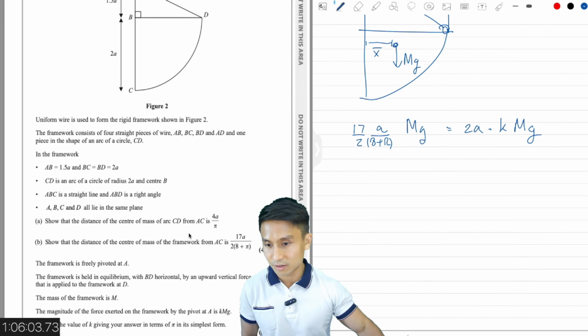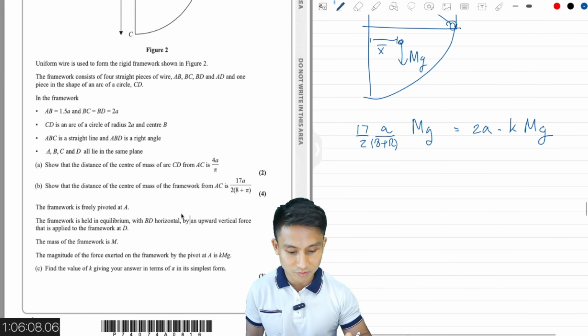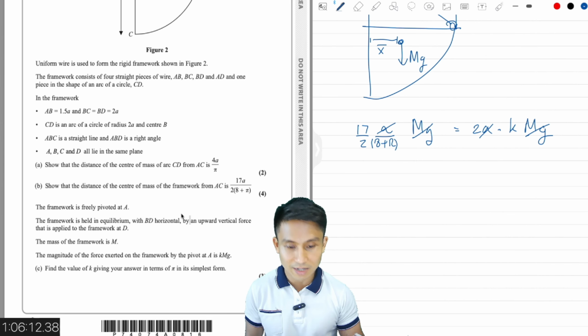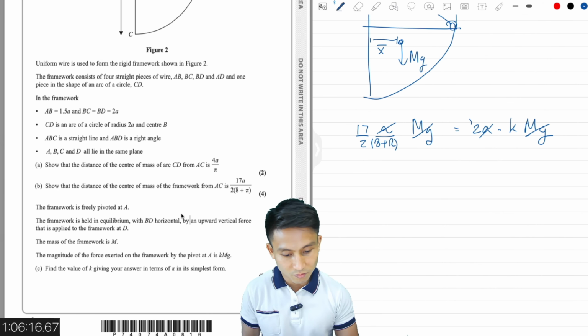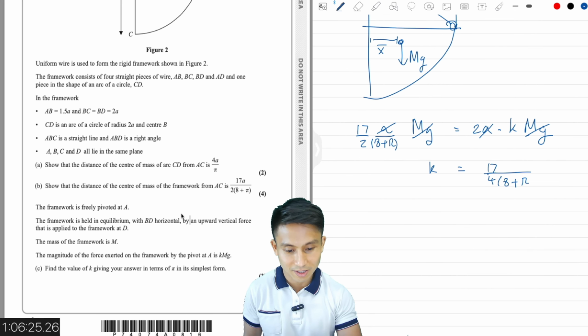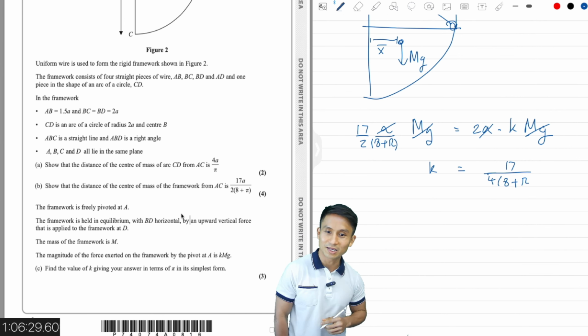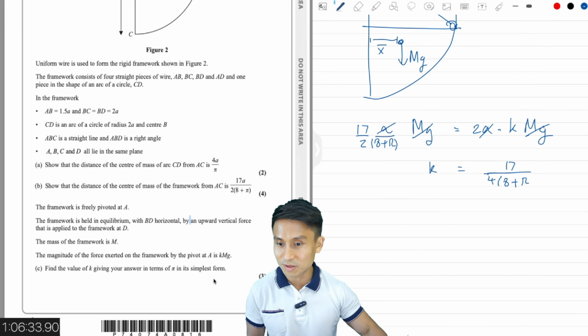And then we solve for k, giving your answer in terms of pi in its simplest form. So pi won't cancel, but a can cancel here. mg can cancel, right? So that's it. If you move 2 down to the other side, you get k equals 7 over 4 times 8 plus pi. Nothing much different from previously. So basically that's it, right? I mean, just 3 marks, that's why.